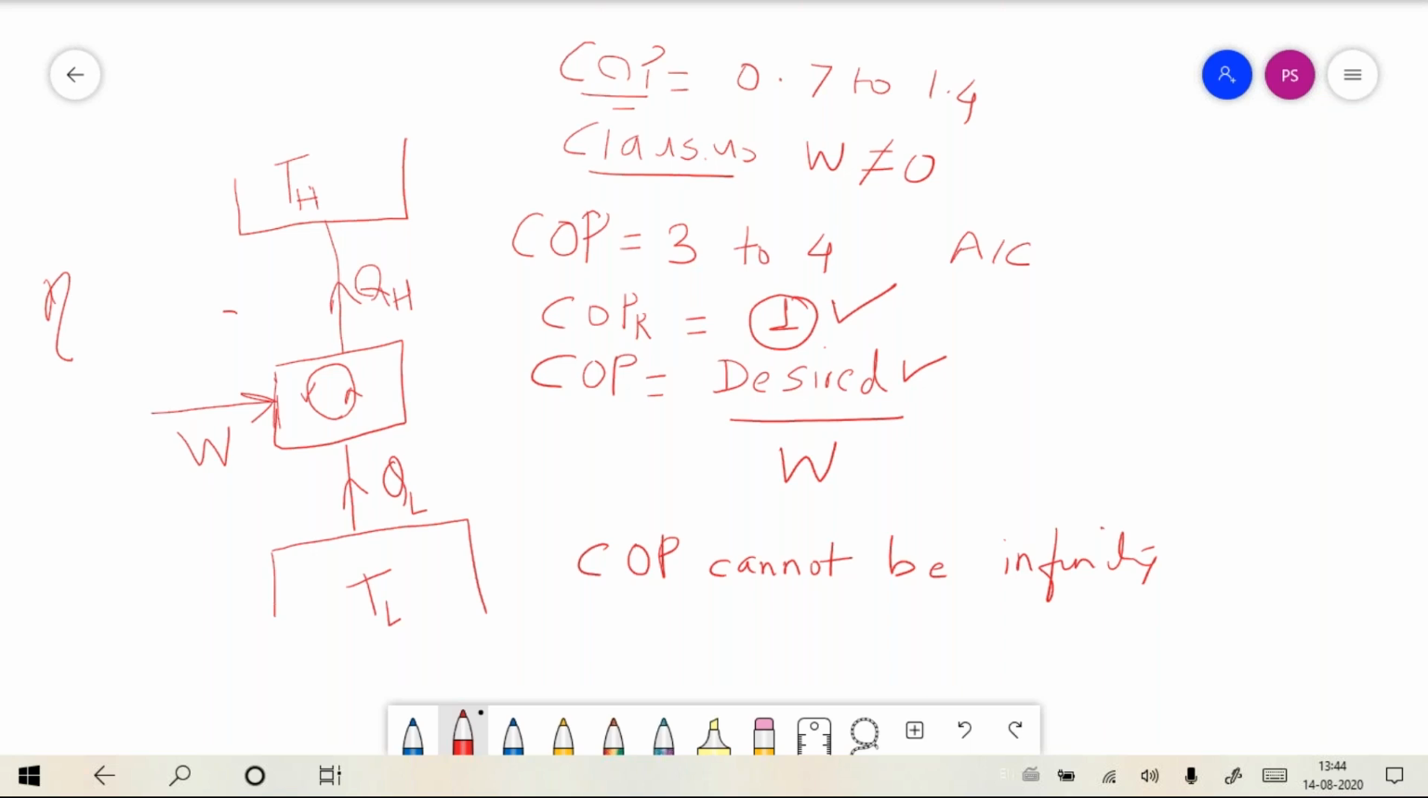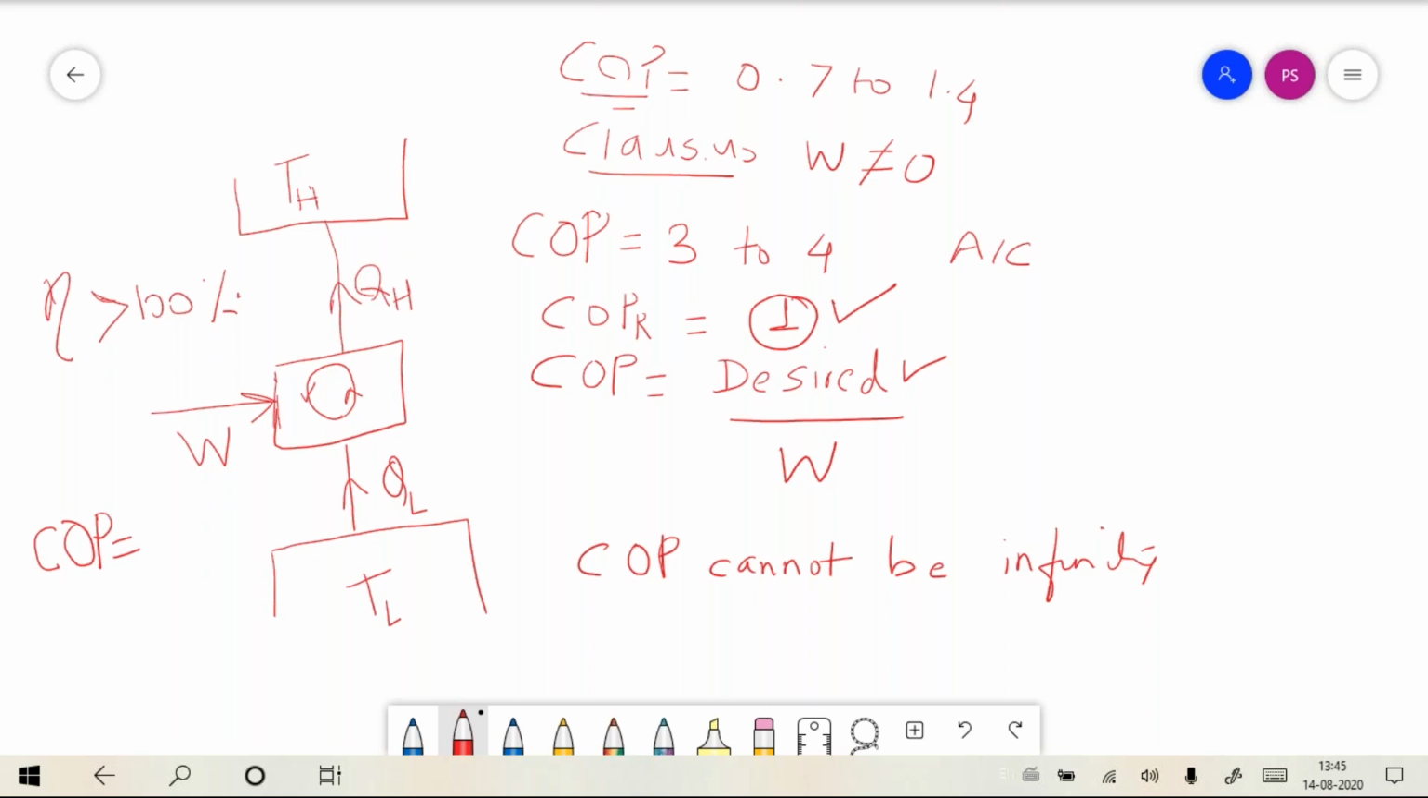We have studied from the second law that efficiency cannot be greater than 100%. But are we talking about efficiency here? No. Are we talking about conversions? No. What are we talking about? We are talking about coefficient of performance. Coefficient of performance is not a conversion. It is not talking about how much QL you are getting, how much W you are getting converted to QH.